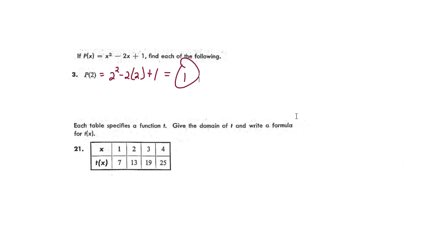Next, we're told that this is a function and we're asked for the domain. Well, the domain is a list of all of your t values. Whoops, sorry about that, not your t values. All your input values, your x values. So all of your x values are 1, 2, 3, and 4.